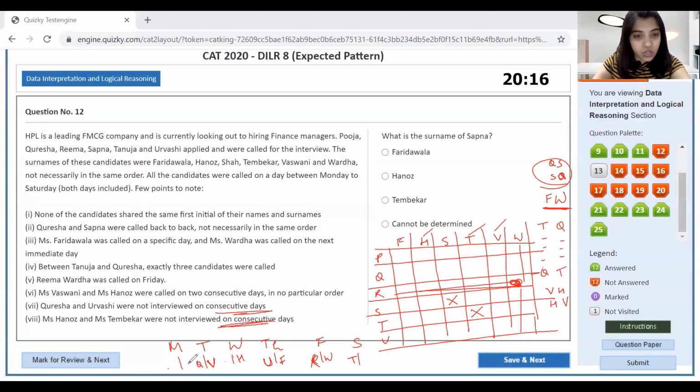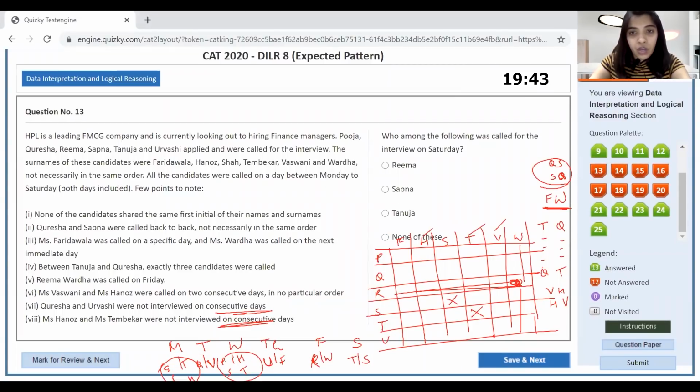So this could be Hanoz, this could be Tembekar, this could be Hanoz, this could be Tembekar. Now what names do we have left? Which is the remaining surname? Tanuja would be S. We have S and P remaining. So S, P, P, S. These are the two questionable days that we have. Fine. So we've compiled all the information that we had. Look at the questions. Surname of Sapna. Sapna is the one non-identifiable entity. So what do we say? We cannot determine. Saturday we're looking at Tanuja.